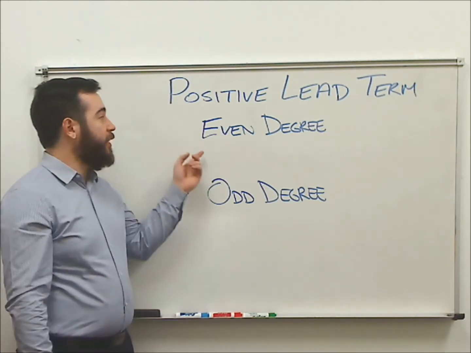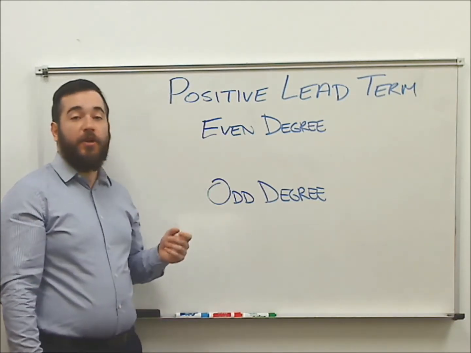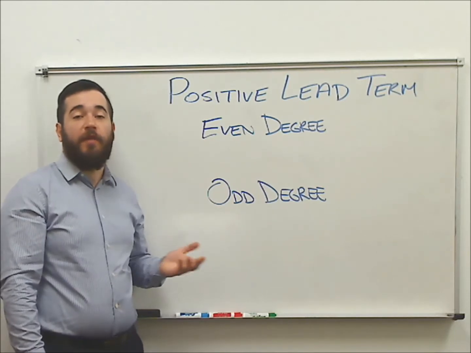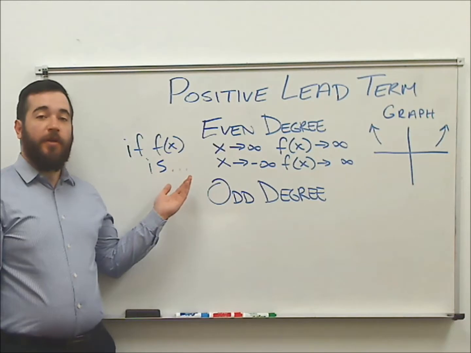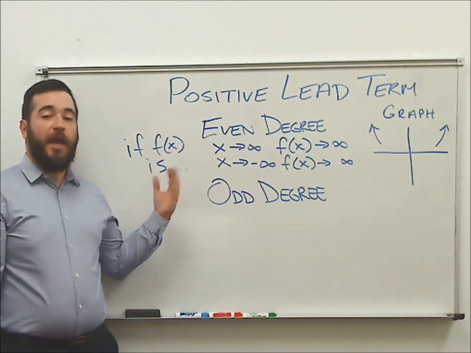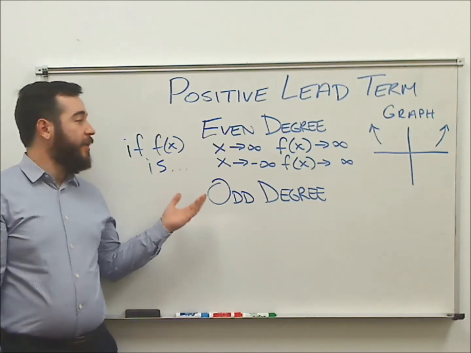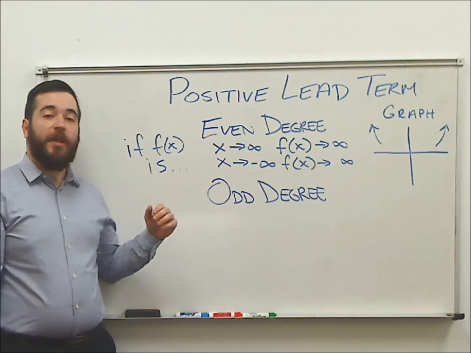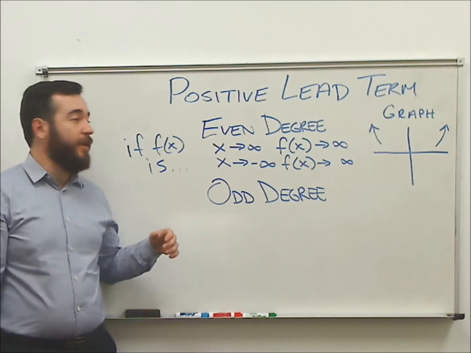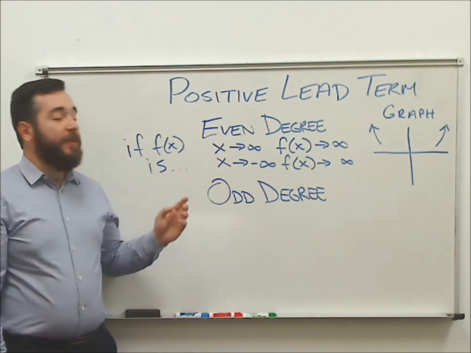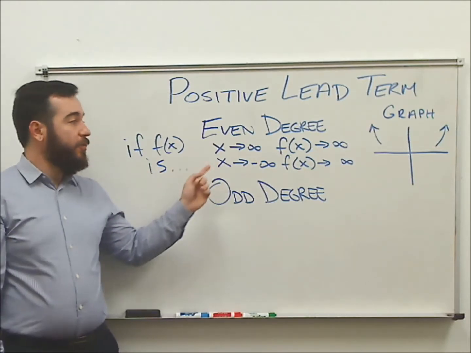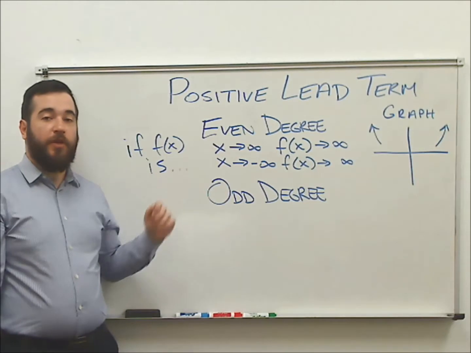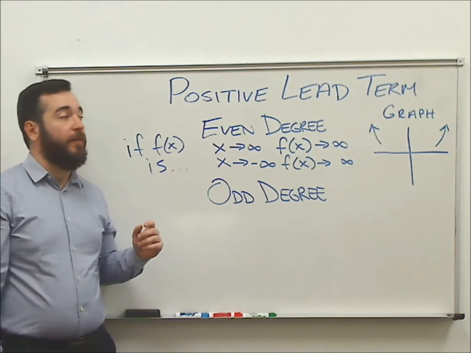An example of an even degree positive lead term would be x squared, the graph that we just did. So let's write that down. All right, so just like before, as x approaches infinity, f of x will approach positive infinity, and as x approaches negative infinity, f of x will still approach infinity. On a graph, that means that to the right or to the left, if you move far enough over, you're going to be going up in both directions, just like our x squared graph.